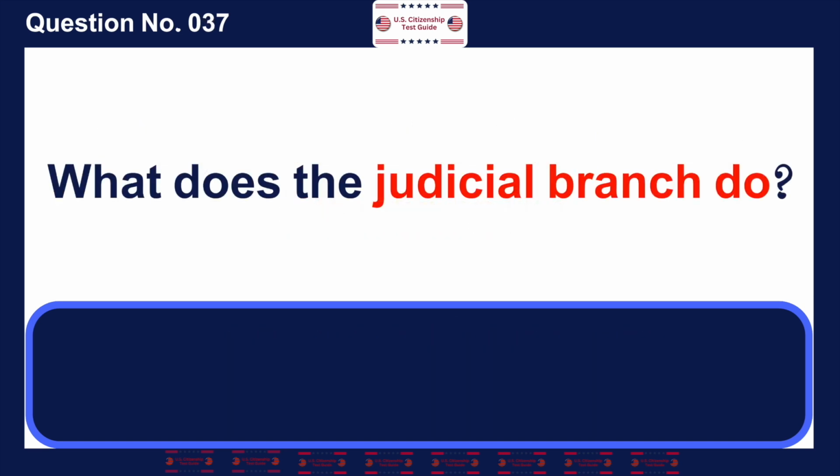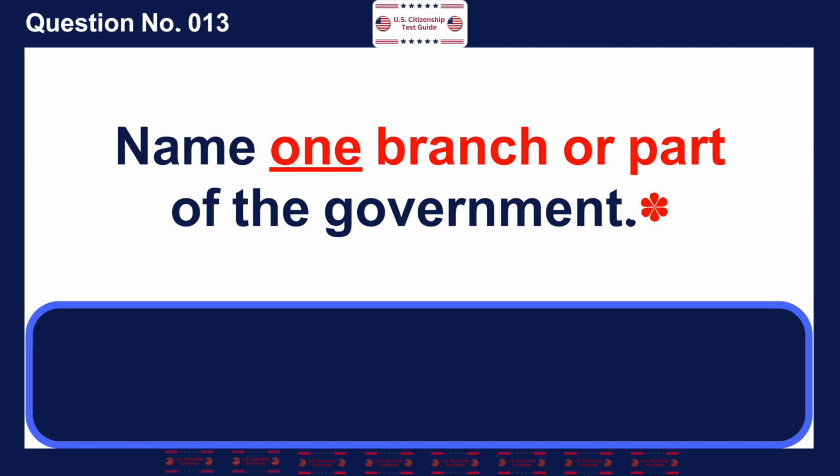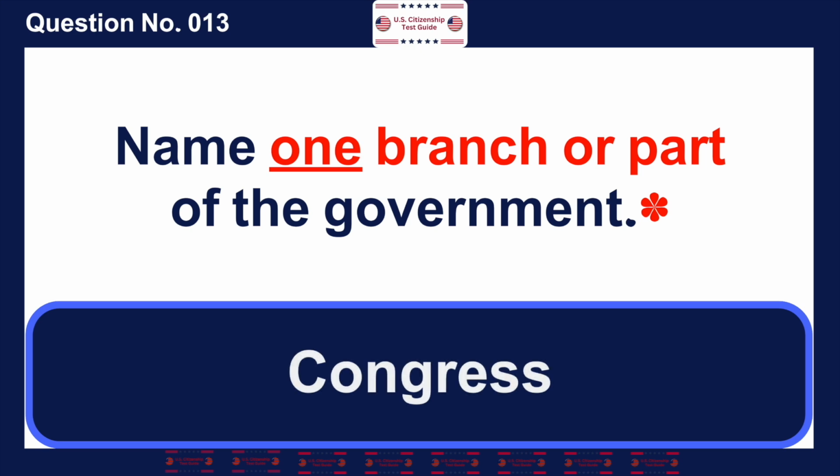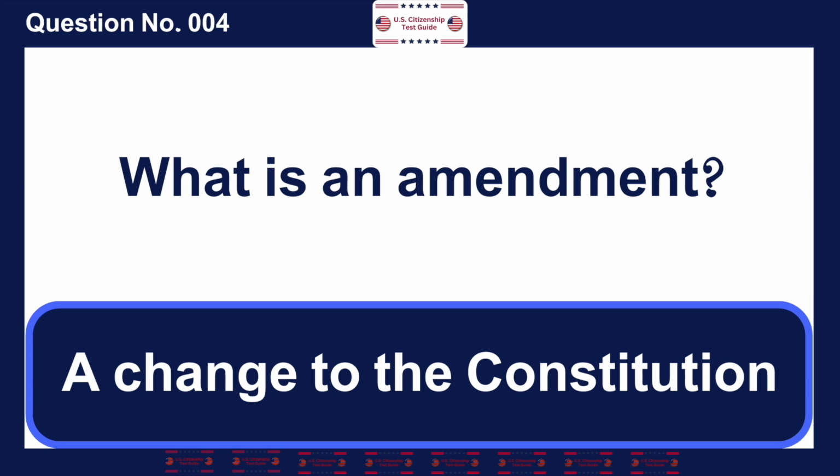What does the judicial branch do? Reviews laws. Name one branch or part of the government. Congress. What is an amendment? A change to the Constitution.